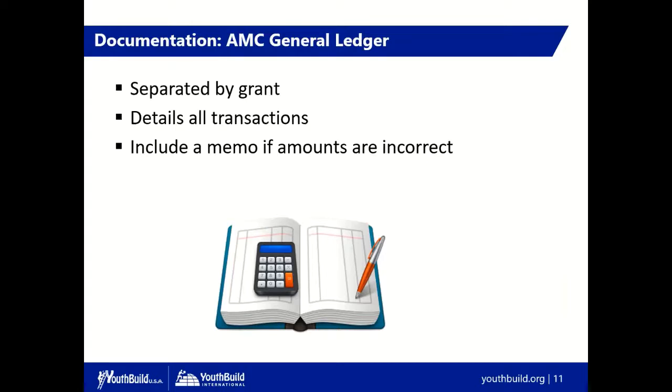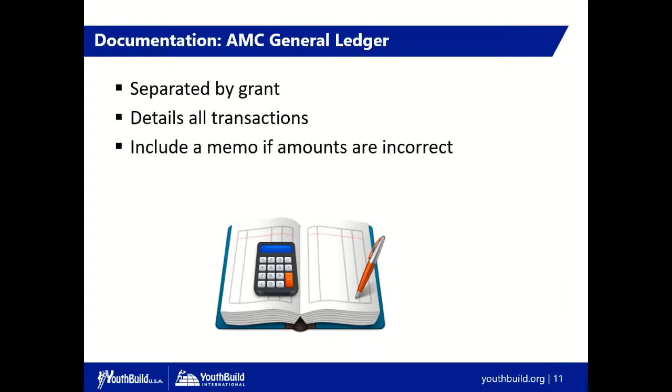The expenses on the general ledger need to be separated by grant year, if you have different grant years for AmeriCorps, and it should detail transactions. In addition to that, if you have a memo section of the general ledger, that would be a good place to let us know if there is anything you want us to pay attention to.